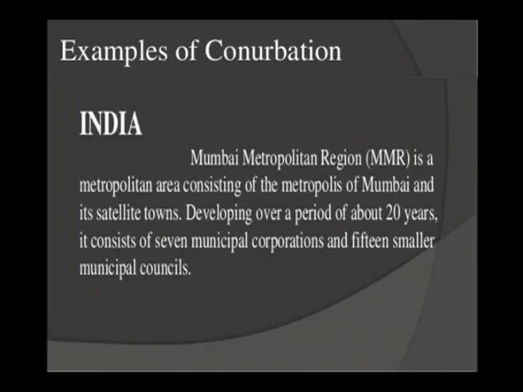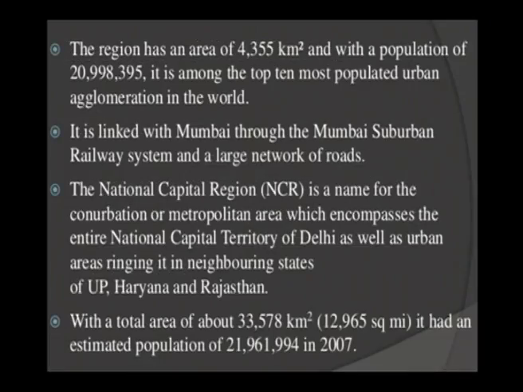In India, if we look at the examples, Mumbai Metropolitan Region or MMR is a metropolitan area consisting of the metropolis of Mumbai and its satellite towns. This has been developing over a period of 20 years and obviously not overnight, and it consists of 7 municipal corporations and 15 smaller municipal councils. The region has an area of about 4,355 square kilometers and a very massive population exceeding about 20 lakhs. It is among the top 10 most populated urban agglomerations of the world. It is linked with Mumbai through the Mumbai suburban railway system and a large network of roads.